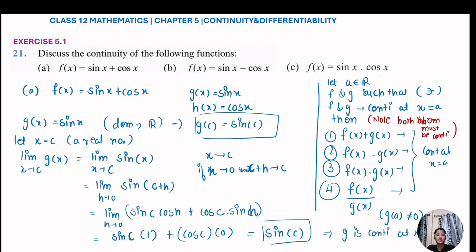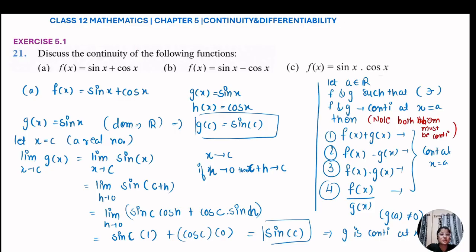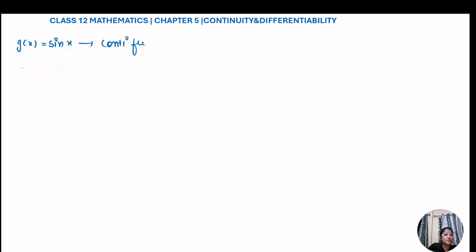So our g, that is g(x) equals sine x, is a continuous function because it is continuous at all its domain points. Similarly, we have to check whether h(x) is continuous or not. If h(x) is defined as cos x, then you can easily show that this function is also a continuous function.